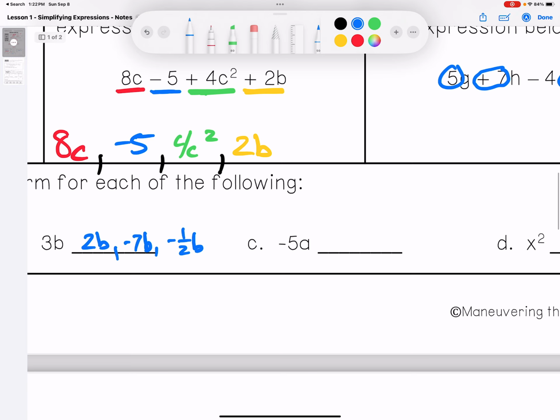All right, the next one is A. Positive 5A, just A, negative 3.2A. So it could be a lot of things. It could be a fraction. It could be basically any number you wanted in front of an A. Or it could be A by itself.